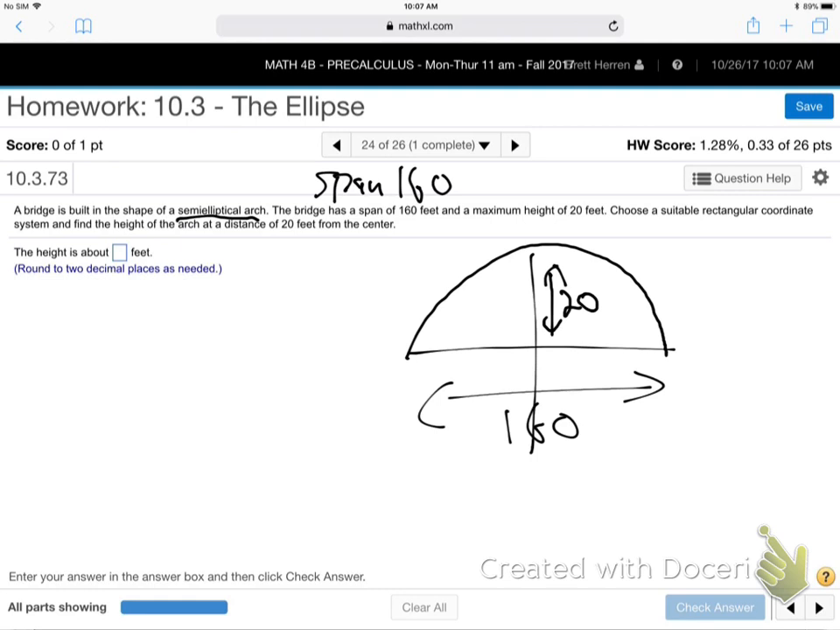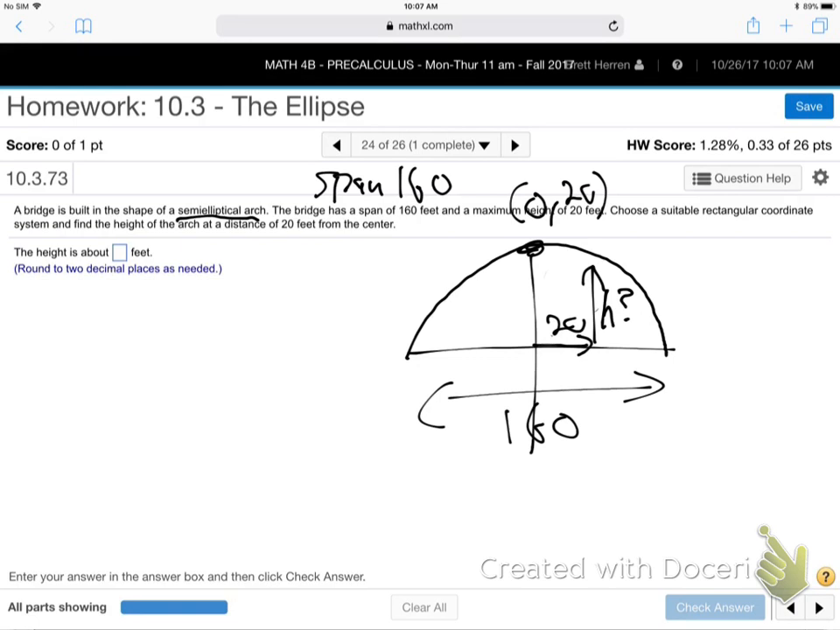Choose a suitable rectangular coordinate system. Find the height of the arch at a distance 20 feet from the center. So in other words, let me just put this point right here on the graph. This is over 0, up 20, isn't it? And they're asking, when you go 20 feet to the right, what's the height? There's their question. When you go 20 feet to the right of the center, how high up is it?